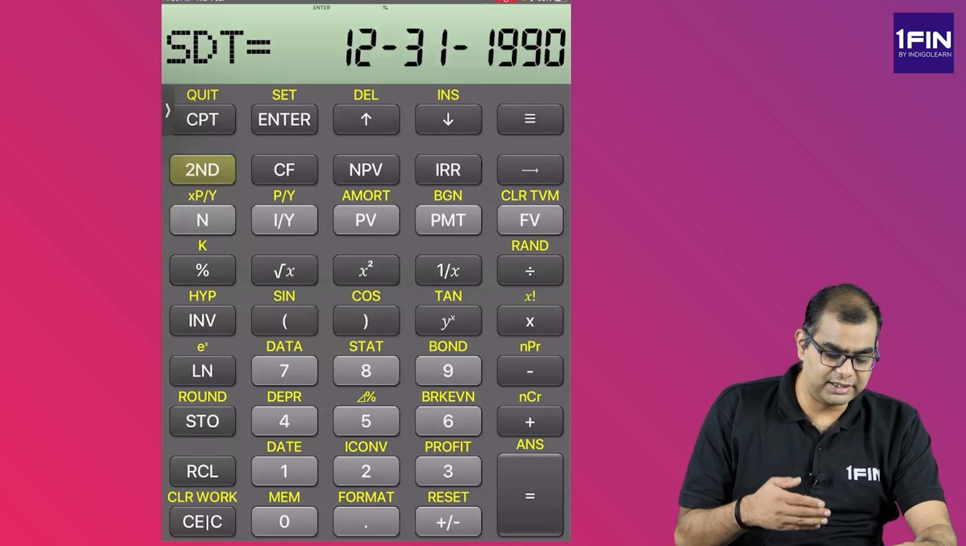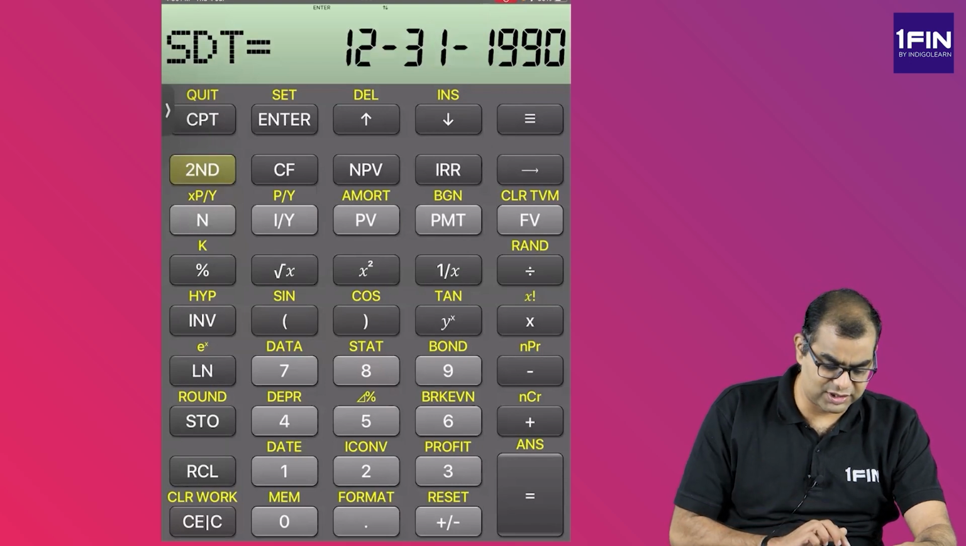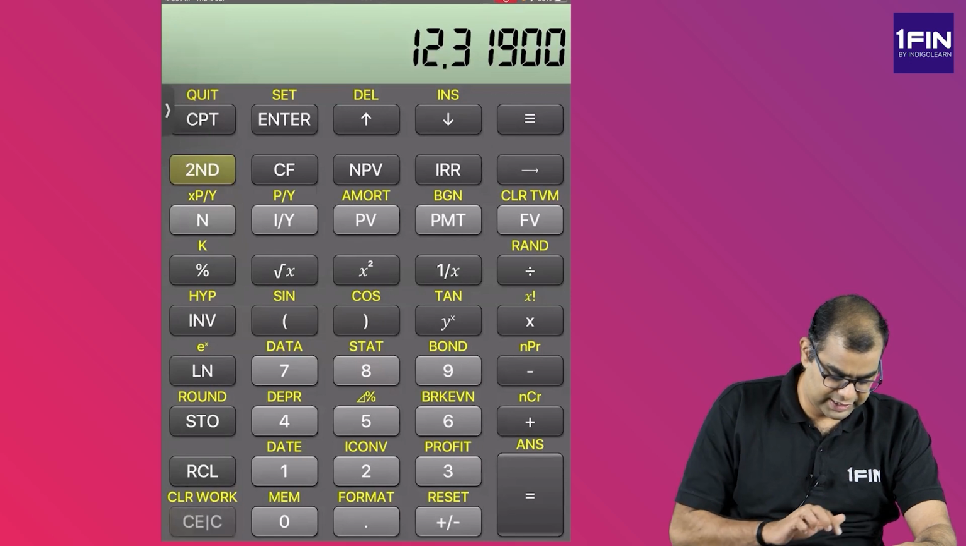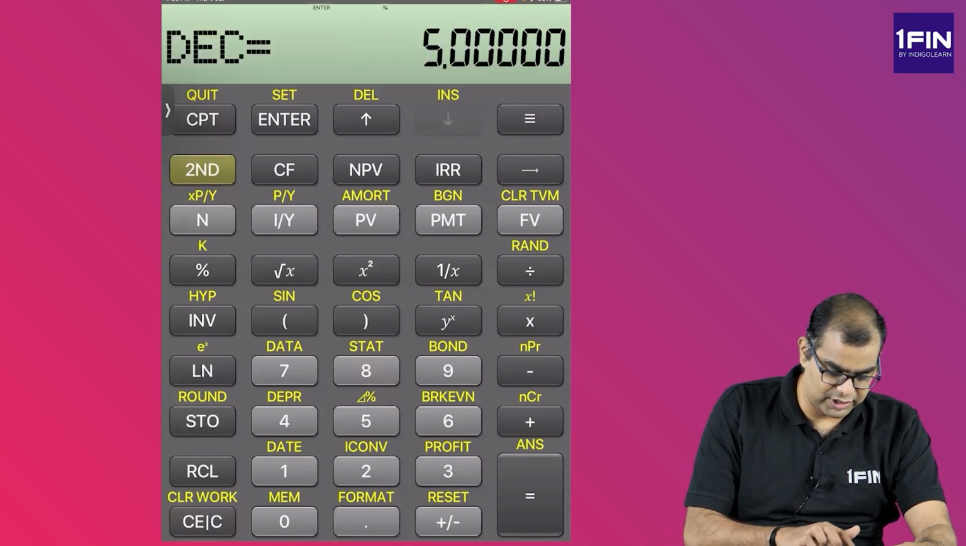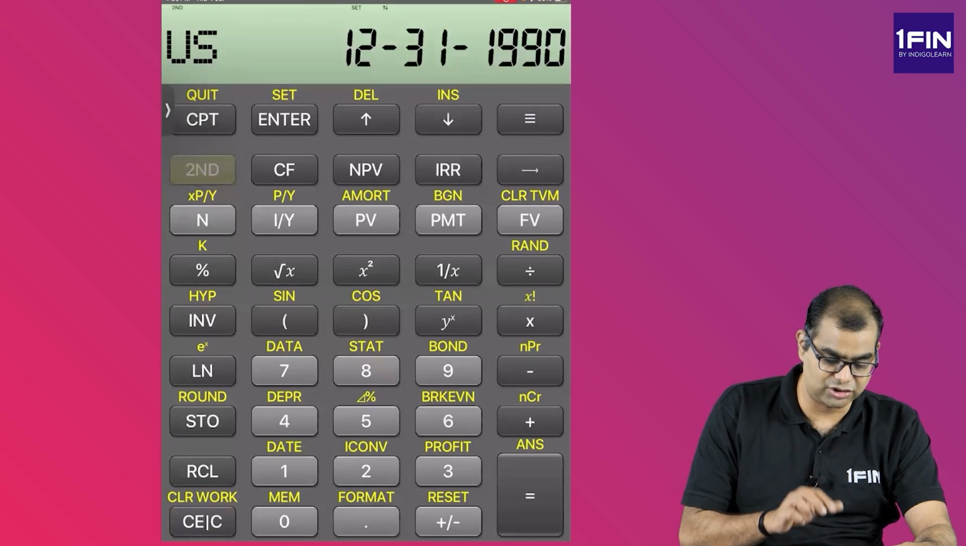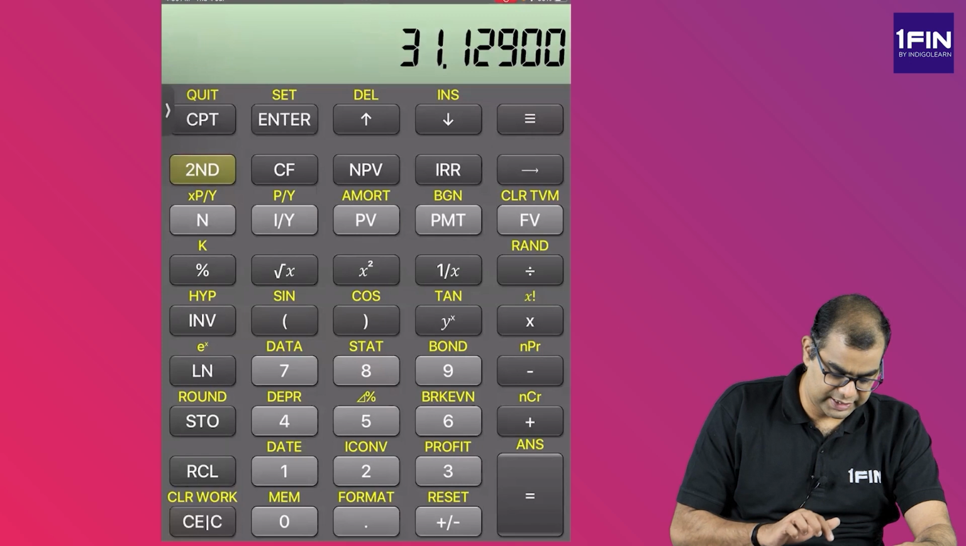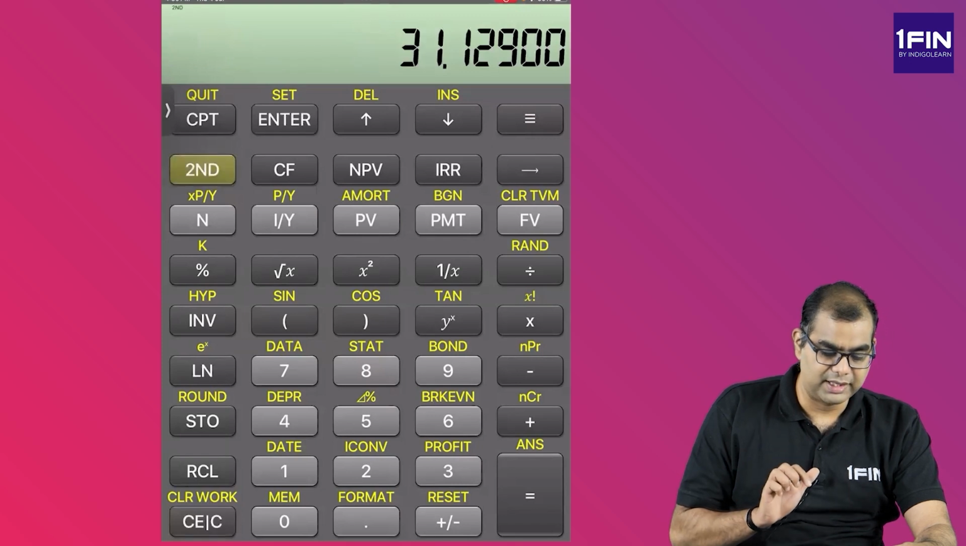When you press second 9, it shows you some data. Again, this is in US format. Let me first go and change this. Second format, down arrow, degree, US, second, enter changes it to euro, then enter, then clear, then second bond, SDT.